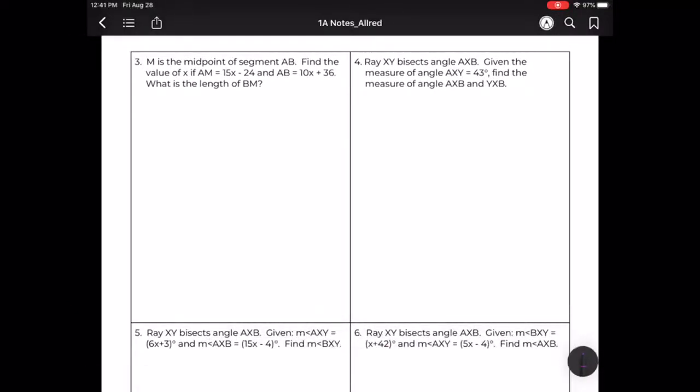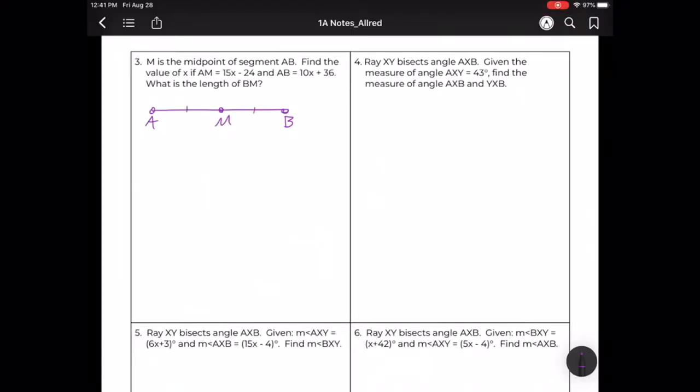So let's try number 3. We're told that M is the midpoint of AB. And they want you to find the value of x if AM equals 15x minus 24 and AB equals 10x plus 36. But then they also ask what is the length of BM. So we're going to draw this again. M is the midpoint of AB. So your segment has endpoints of A and B. M is in the middle.